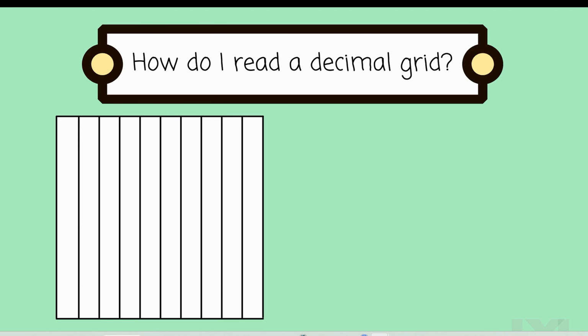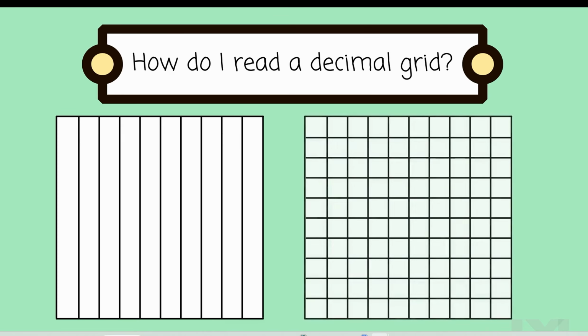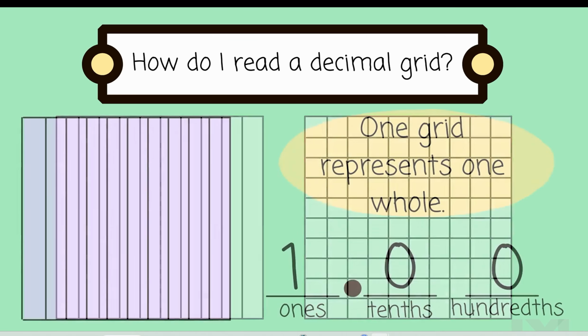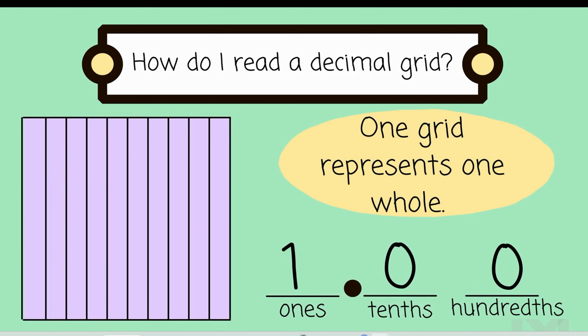How do we read a decimal grid? Decimal grids represent decimal numbers by showing a whole rectangle split into equal parts. These grids can be split into different numbers of parts, so it's important to look at each grid carefully. When we're figuring out what part of a decimal grid is shaded, we need to use our knowledge of place value. A grid where all of the parts are shaded represents one whole, or a 1 in the ones place.